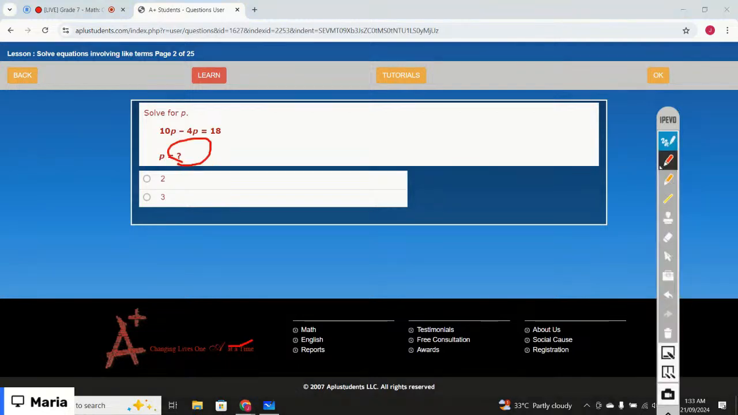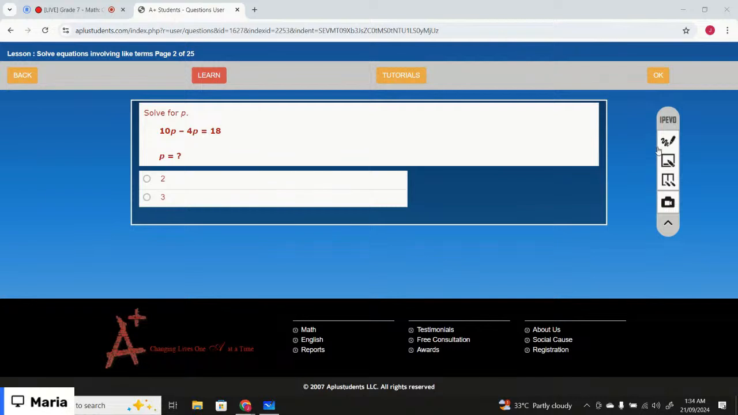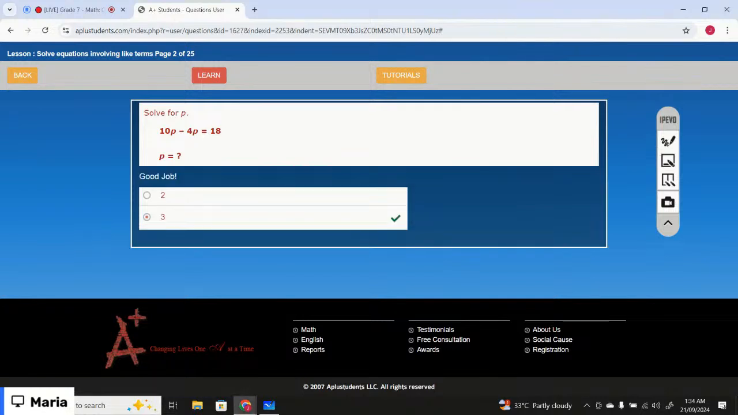Solve for P. 10P minus 4P equals 18. So 10P and 4P are the like terms, right? Just collect them. You are left with 6P equals 18 and P equals 3. Option number 2 is the correct option.